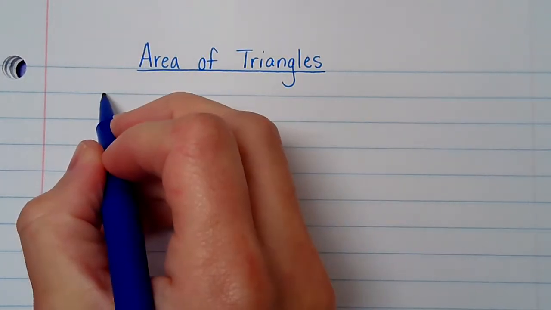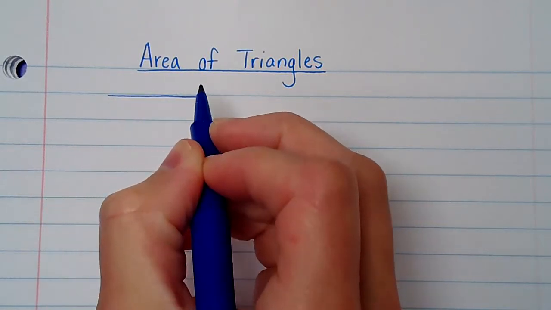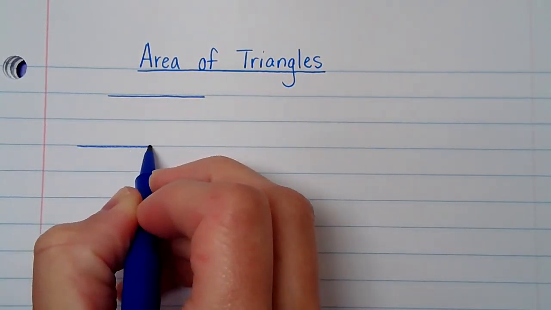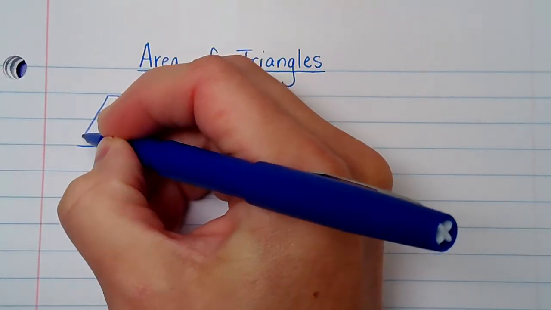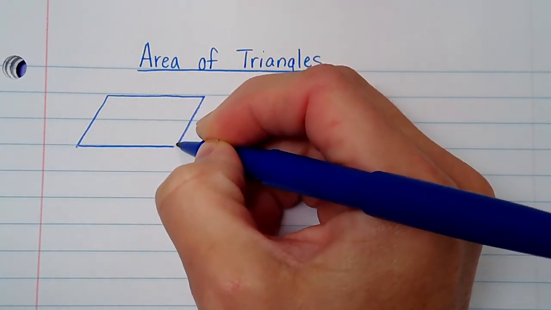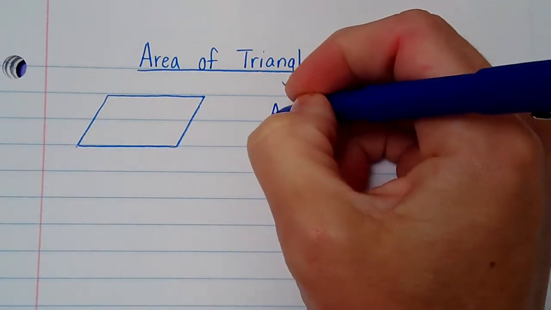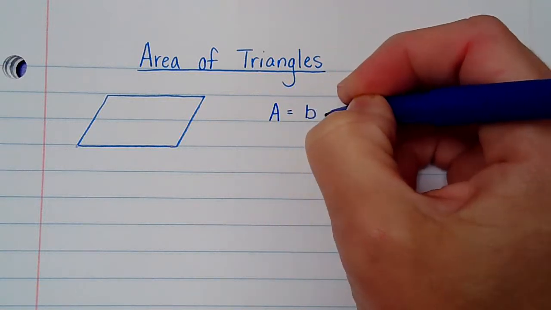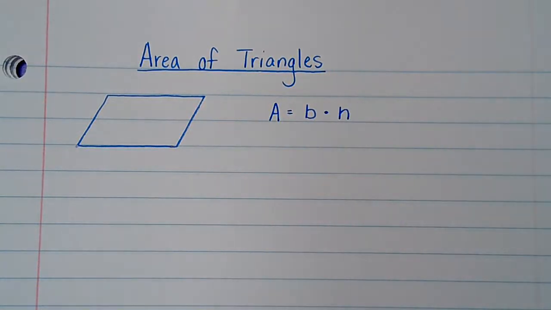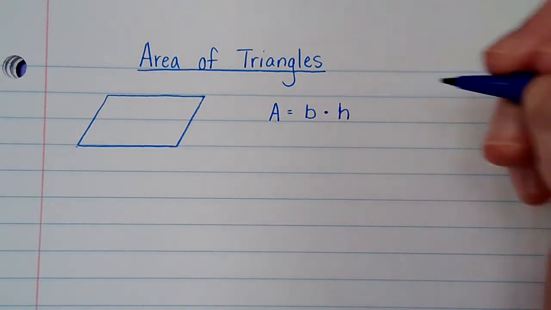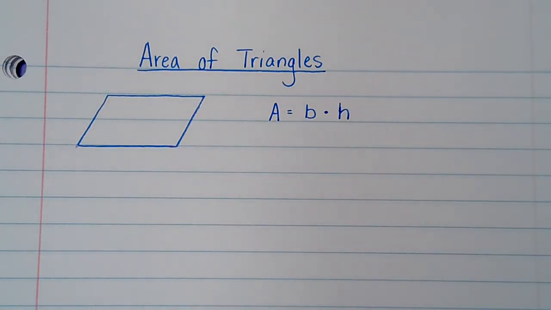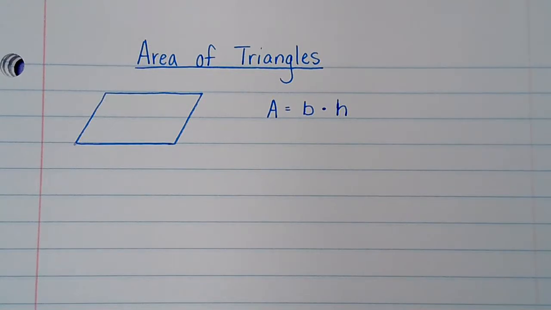All right, so area of triangles. So let's start with this, which is going to be confusing because this is definitely not a triangle. Hopefully you recognize that this is a parallelogram. And remember the formula for area of a parallelogram was area equals base times height. Remember the dot means multiply. So base times height is the formula for area of a parallelogram. But as you can tell, the title of our notes is area of triangles. Well, I'm going to show you how easy it is to remember this formula.